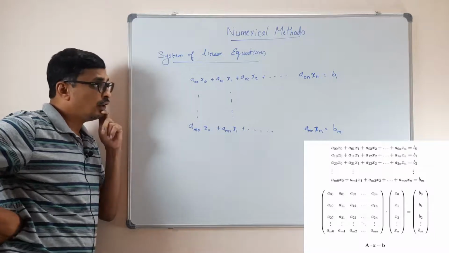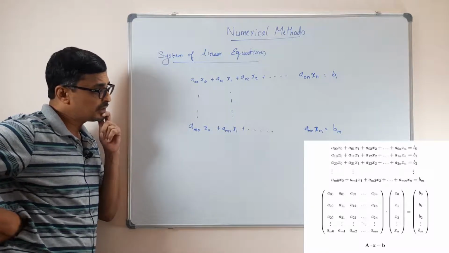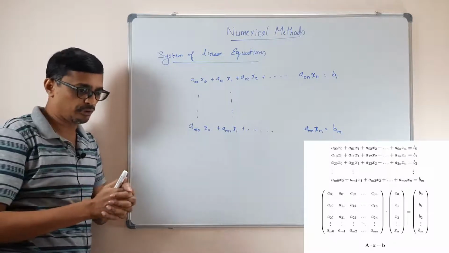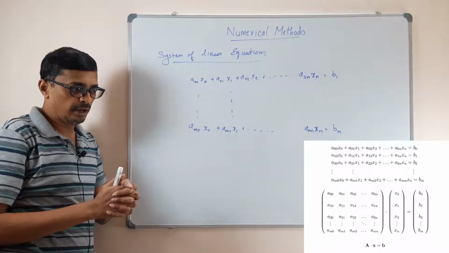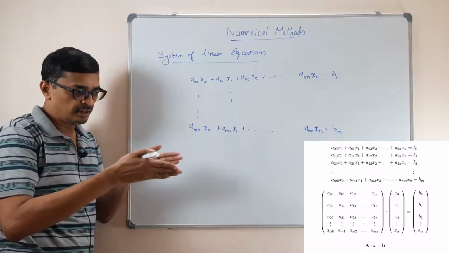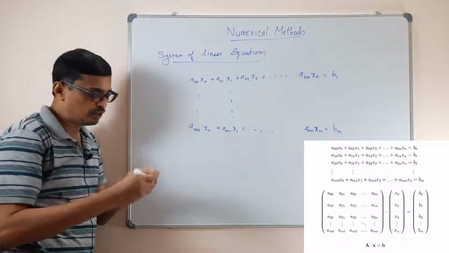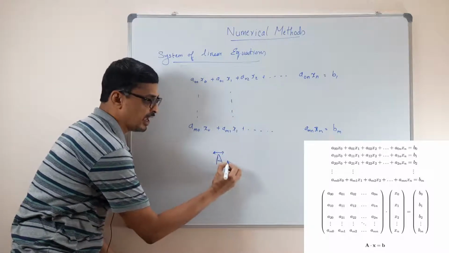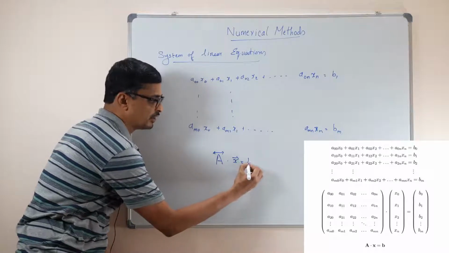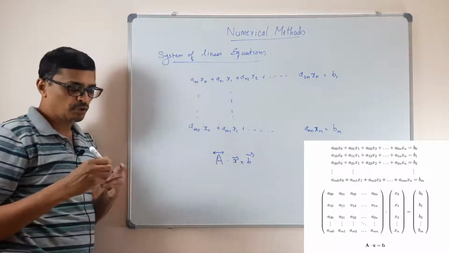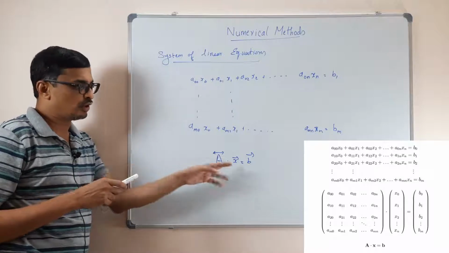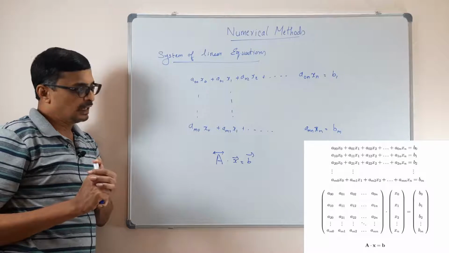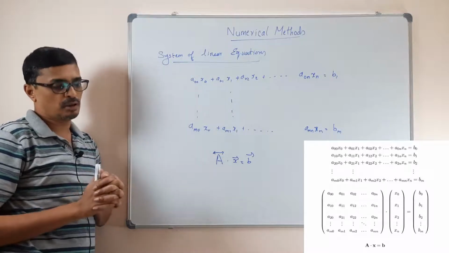So this is a system of linear equations, and I can write it in the form of a matrix, which I already showed in the slide. In the matrix form and in the vector notation, we will write it as matrix A times vector X gives the vector B. So this is the problem we have to solve: we have to solve for X given this matrix.